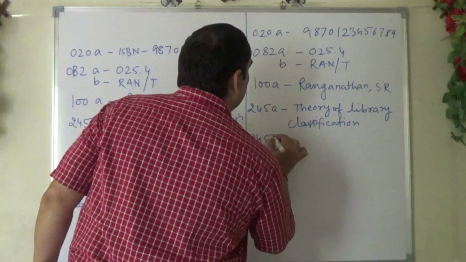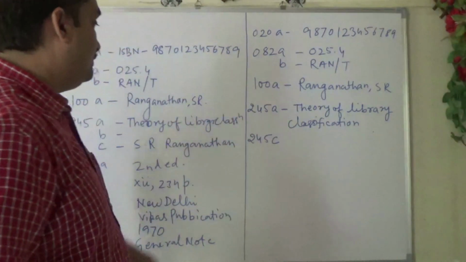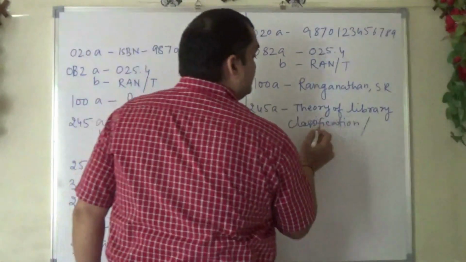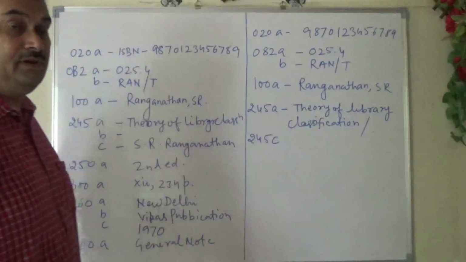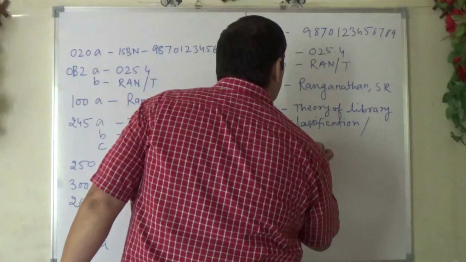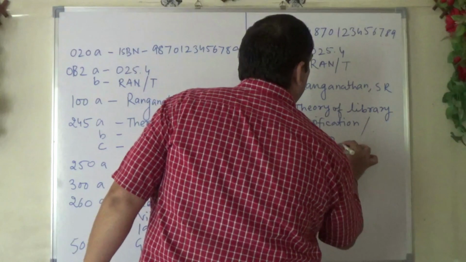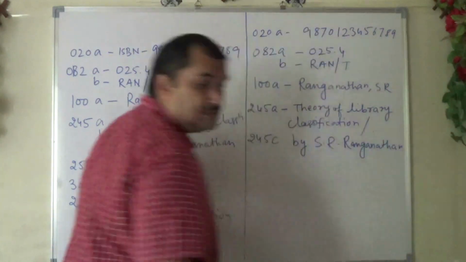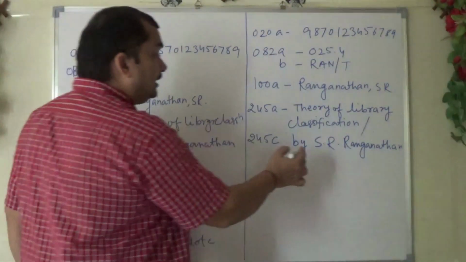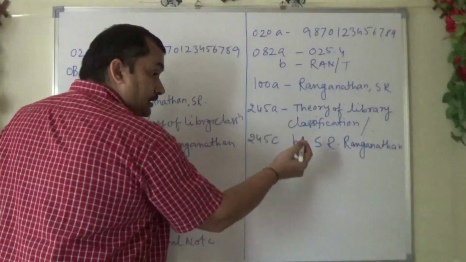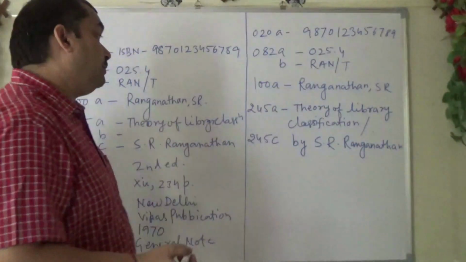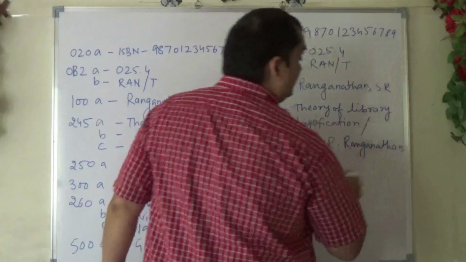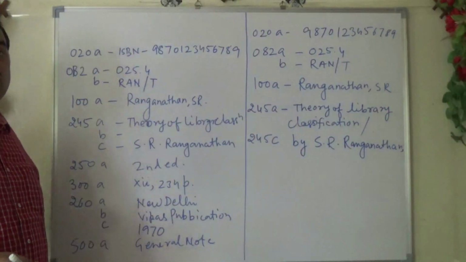So to write the 245 statement of responsibility, we separate the statement of responsibility by a slash. So this forward slash is to be entered in the 245A field after the title, and then we write by S.R. Ranganathan. So like that we enter. But remember, if there is a subsequent statement of responsibility like editor, here we add a semicolon.